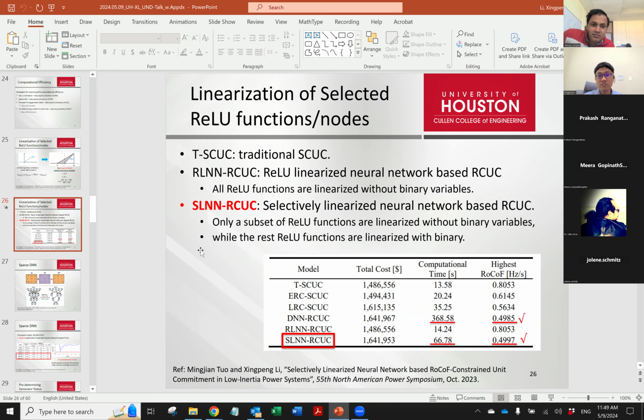When grid operators operate their specific system, they have much better knowledge of their own system. So they know which part of their system is the weaker part. We need to pay more attention. Maybe we just need to train a machine learning model to focus on a very small area of a physical system so that we don't have to look at the entire system performance. Maybe this can also help with the computational challenge.